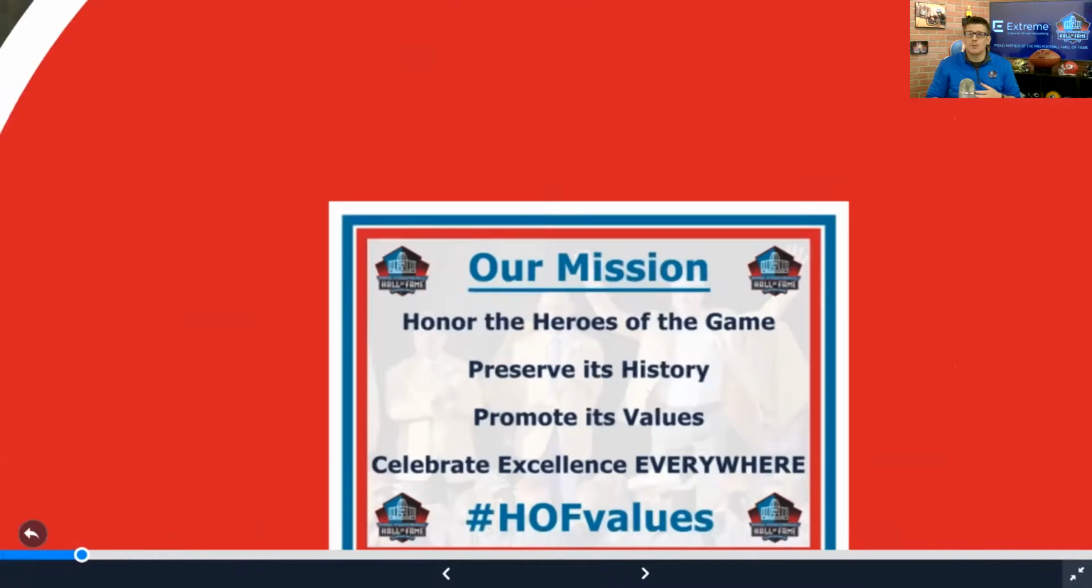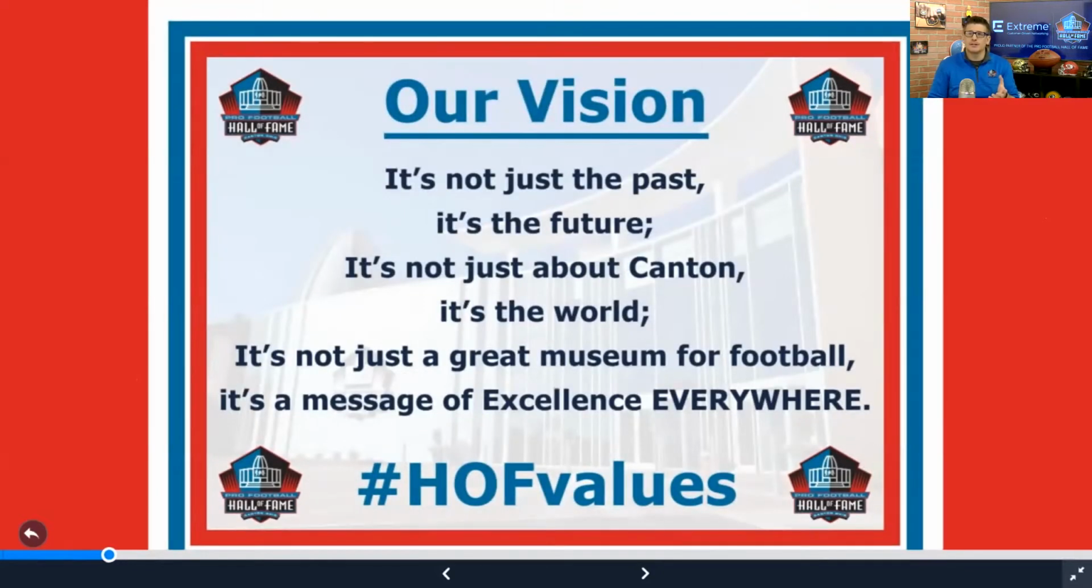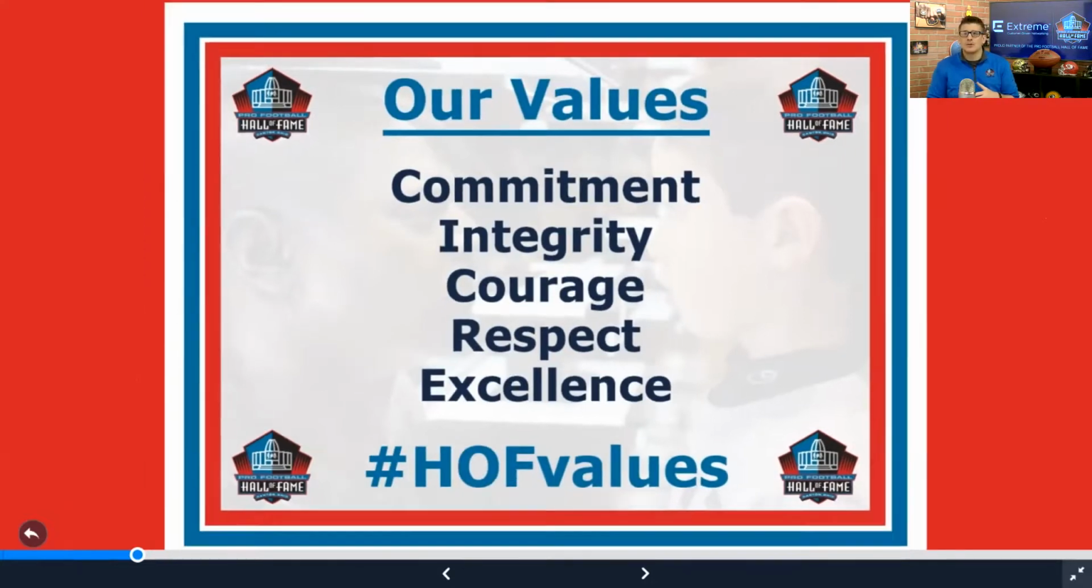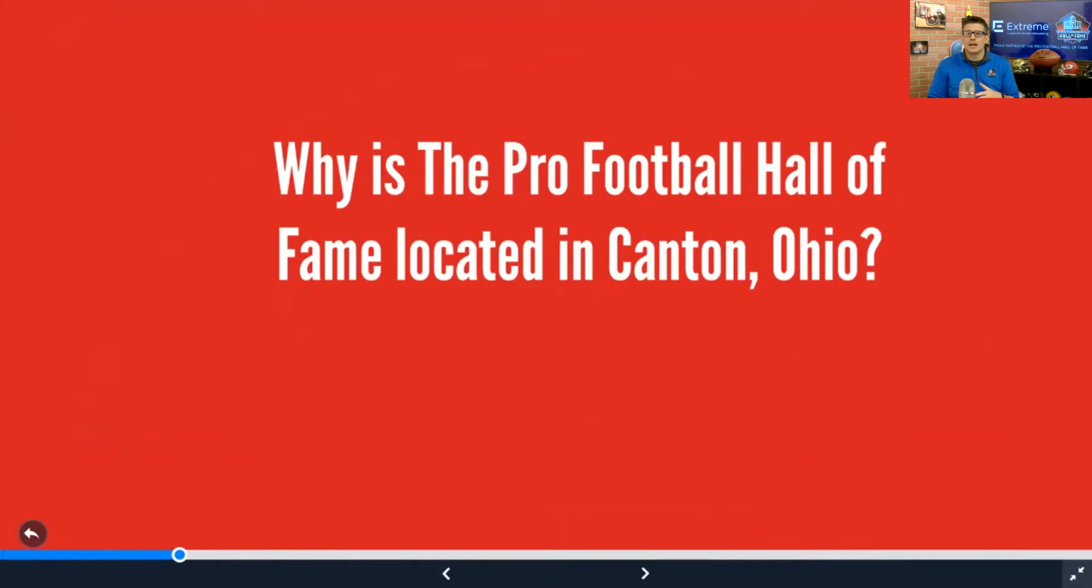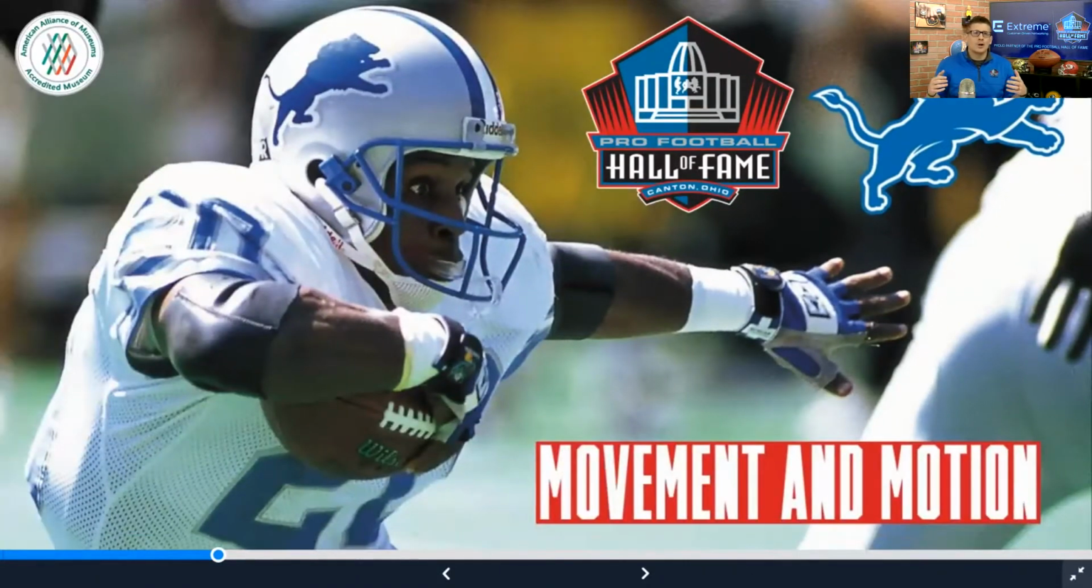We'll skip over that, but our mission here at the Pro Football Hall of Fame is to honor the heroes of the game, preserve its history, promote its values, and celebrate excellence everywhere. Our vision is not just the past, it's the future. It's not just Canton, it's the world. It's not just a great museum for football, it's a message of excellence everywhere. Our values are commitment, integrity, courage, respect, and excellence. And so, again, one of the most popular programs that we offer now is a program called Movement and Motion.